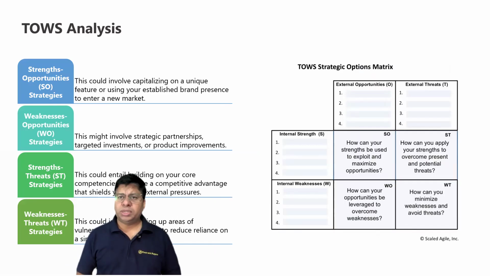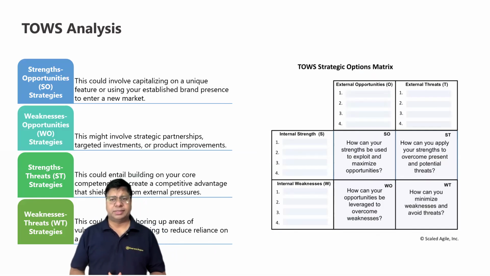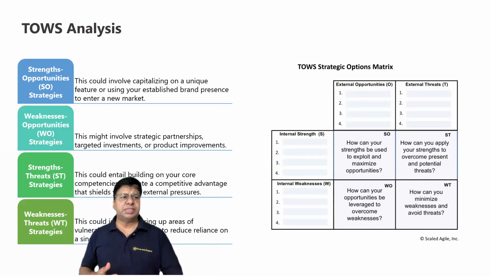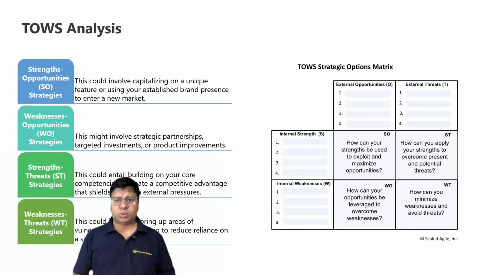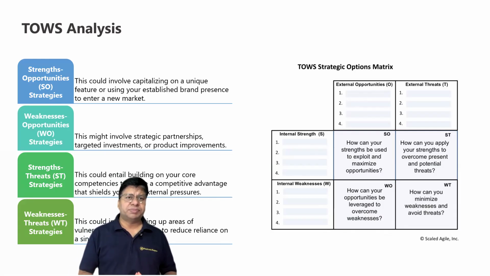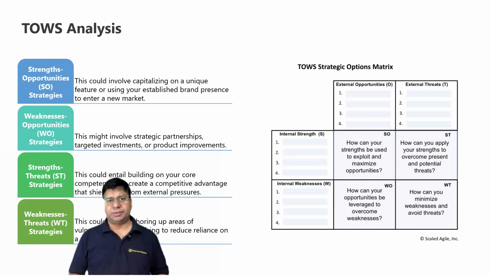And the next tool is TOWS analysis. TOWS is one step further than SWOT. It helps to strategize instead of just listing factors. In SWOT, we just list four different factors: what are the strengths, weaknesses, opportunities, and threats? Now it's time to strategize based upon the SWOT, and that is done by TOWS. So TOWS is a strategic matrix, you can say.